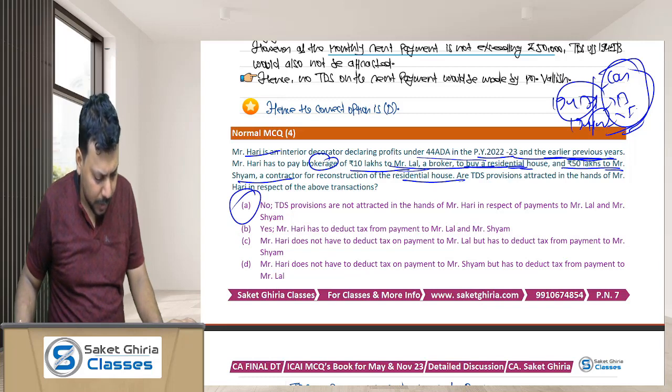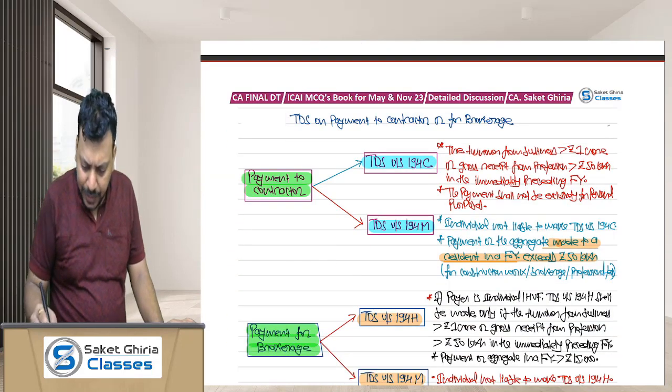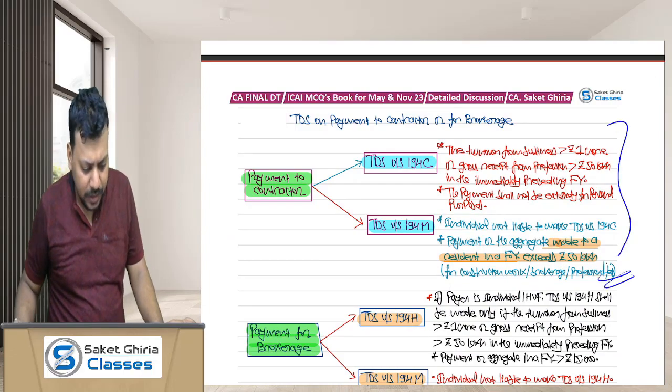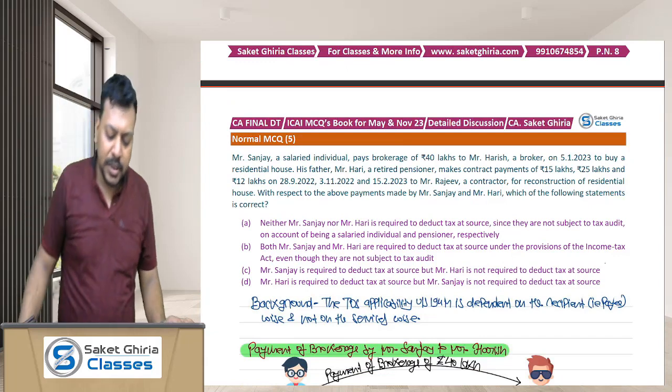So we are moving forward. So dear, here we have given the detailed explanation of each and everything, so you can refer to it later on. Okay. MCQ 5, Mr. Sanjay, salaried employee.